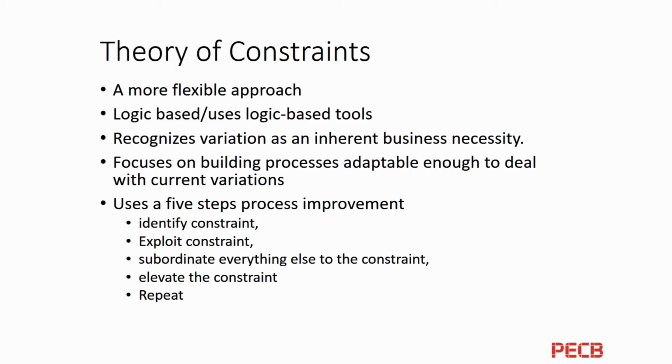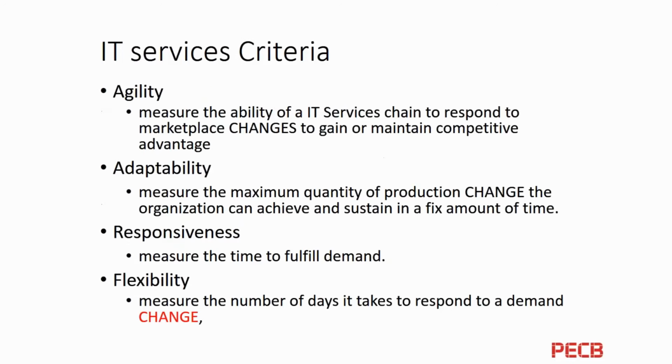It uses a 5-step process improvement, where we look at the constraint or bottleneck, where the bottleneck is. We will identify the constraint, exploit the constraint, subordinate everything else to the constraint, and then elevate the constraint, and then repeat as part of our process improvement.